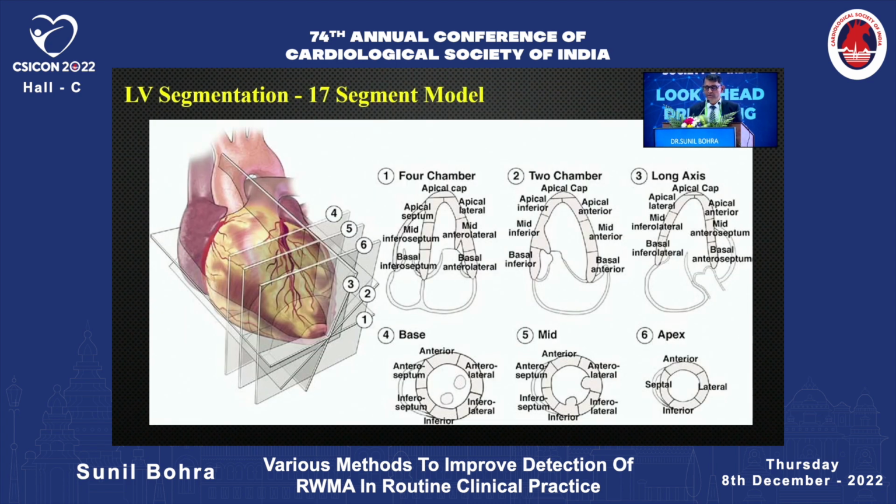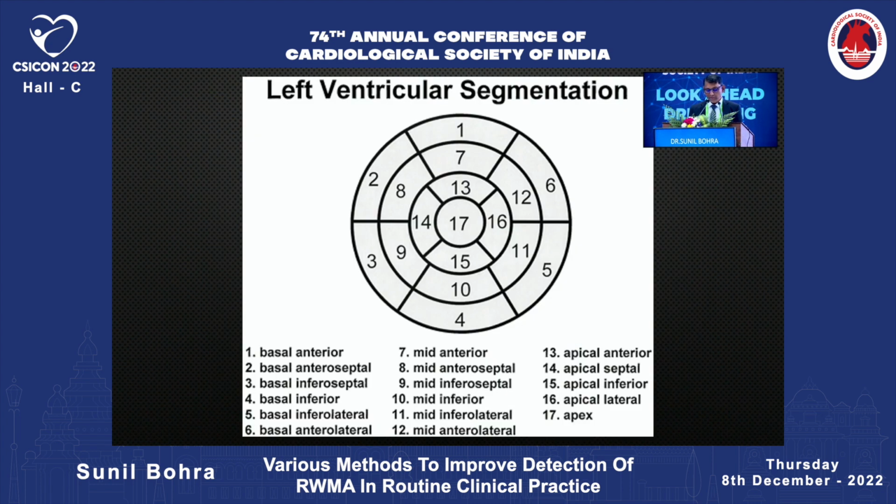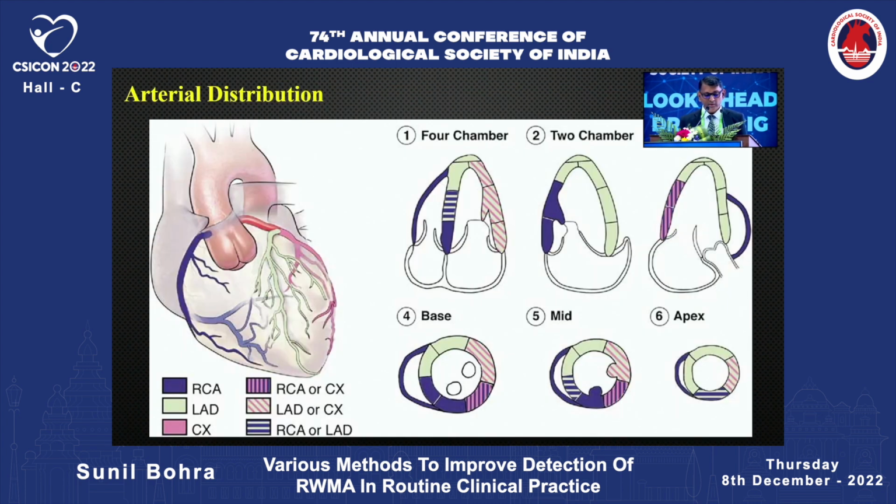LV segmentation plays a very important role in understanding the abnormalities, and we need to thoroughly know this LV segmentation because a lot of our interpretation depends on it. We have 6 basal segments, 6 mid segments, the 4 apical segments and the apical cap, which is very important for us to know. And obviously the arterial distribution, which artery is affected, we need to understand so that we can interpret it properly.